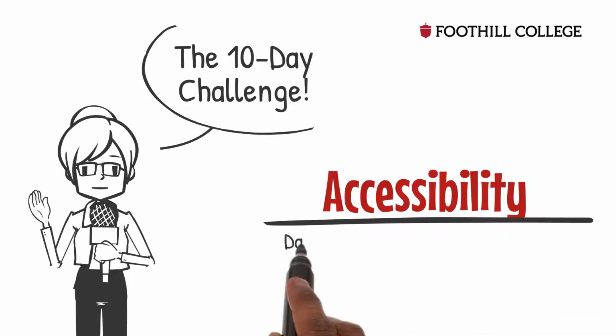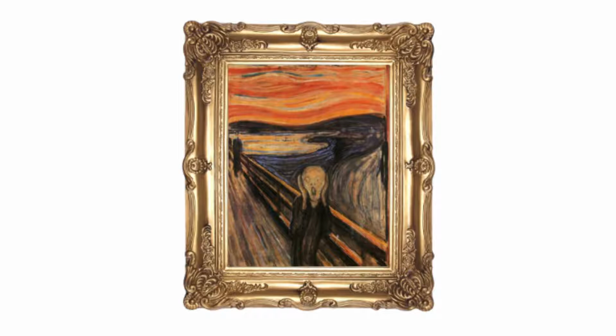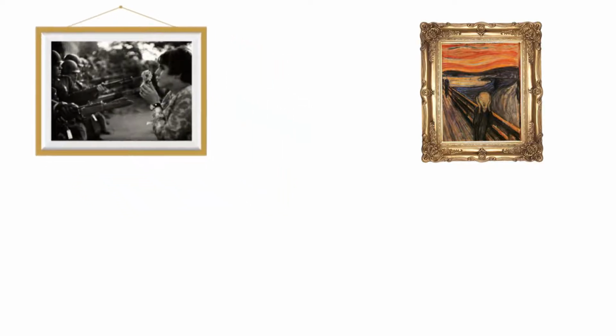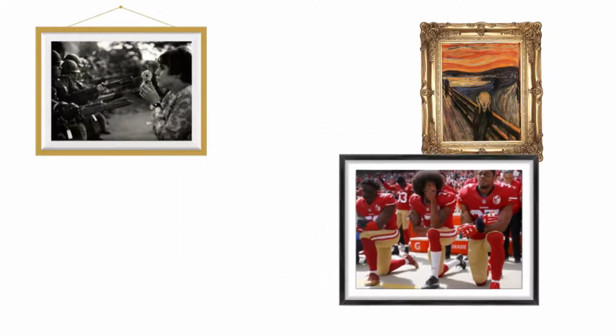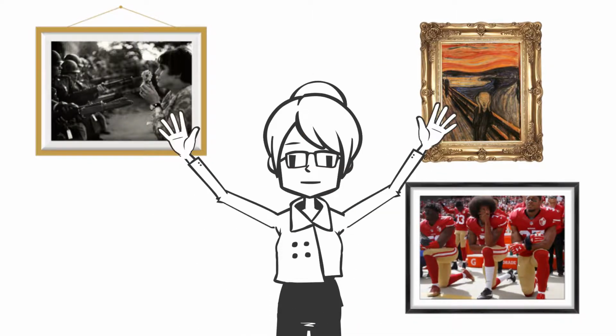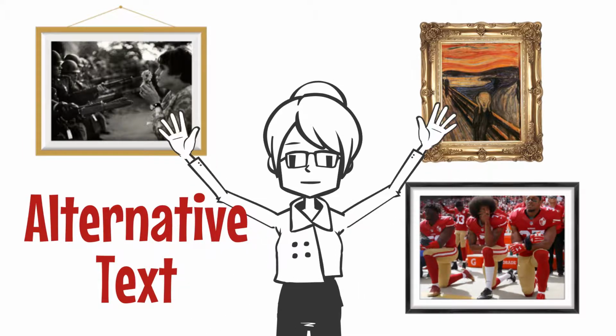Today's topic, providing alternative text for images. Pictures help us teach and tell the story of our discipline. They have both aesthetic and educational value, but for a variety of reasons, some students cannot see the images in our course. So we need to provide a textual description. These descriptions are called alternative text, or alt text for short.